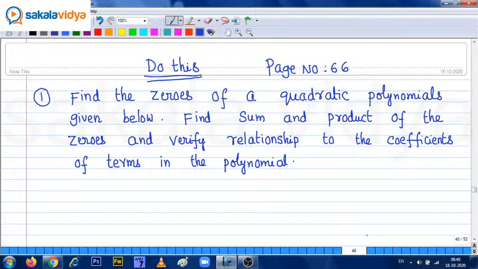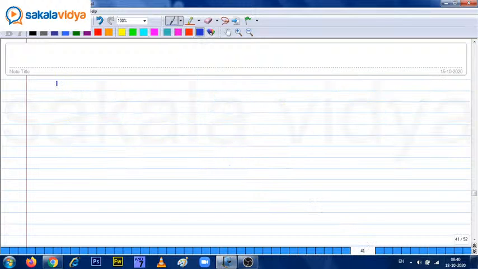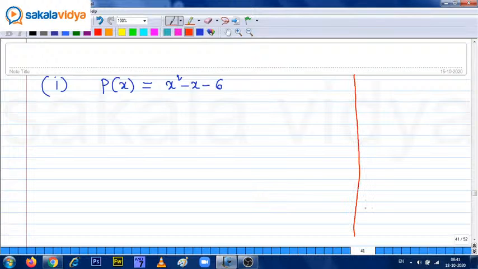First question we have: p of x equals x square minus x minus 6. First we need to find the sum and product of the zeros, and after that verify the relationship to the coefficients of terms in the polynomial. So what is the plan? Plan of action is like this. To solve this problem we need a plan.